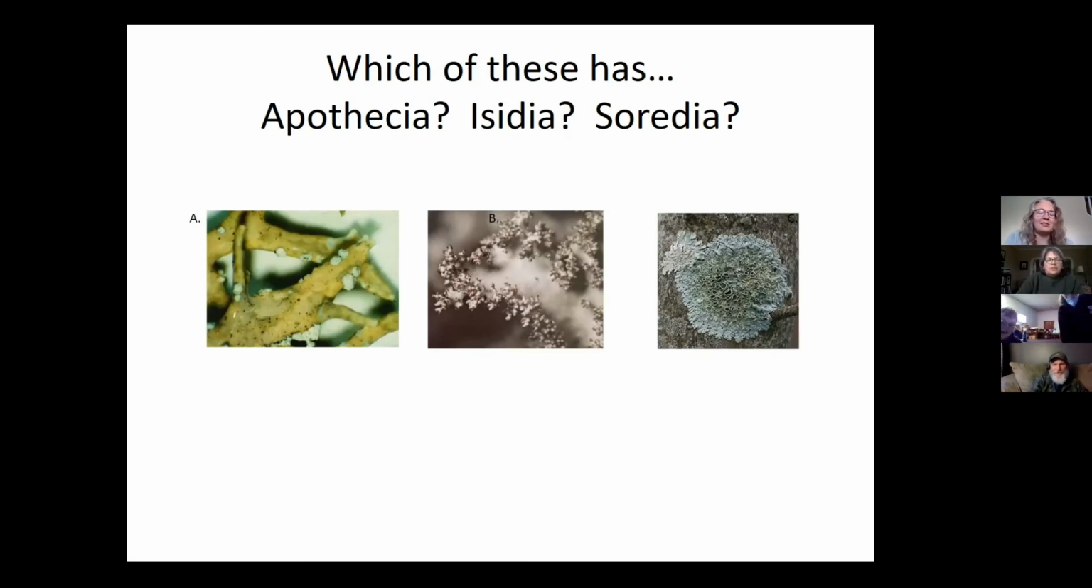All right, so Joe, I'm going to ask you again. The freebie for apothecia, which one has apothecia? So we all agreed that it's C. Yep. The last one over there.